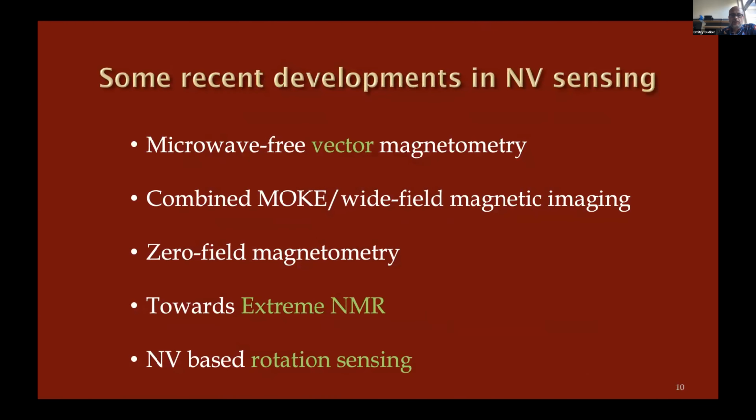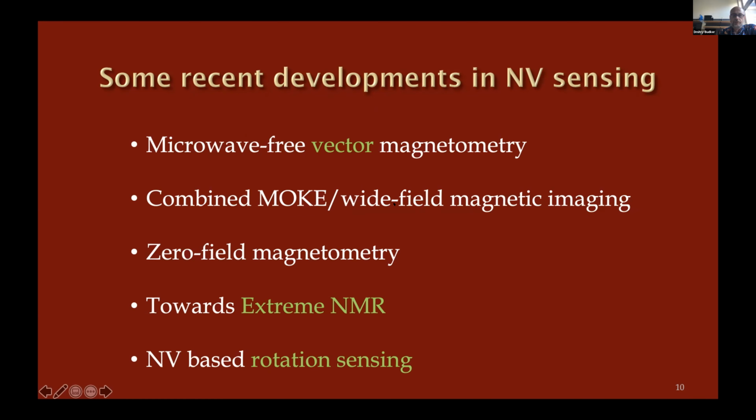So now I guess I would like to finish the introductory part of my talk and give you just a few examples of what has been happening recently. It's hard to make a full catalog, so I decided to just stick with the work that our group is involved in. So microwave-free vector magnetometers. A vector magnetometer is a device that not only measures the magnitude, but also the direction of the magnetic field. Then a technique for wide field imaging that combines magneto-optical Kerr effect and vector magnetometry.